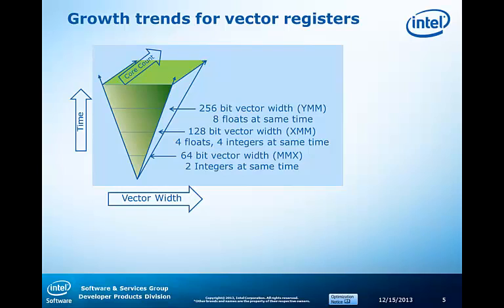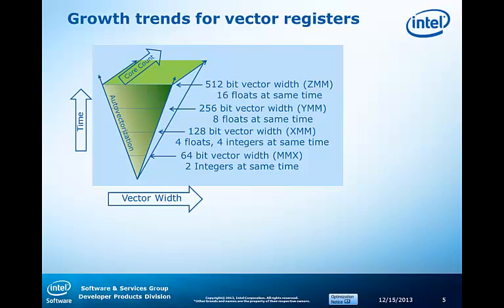For example, Sandy Bridge can process 8 single precision floating point values at one go, or 4 double precision values at the same time. Now, with the advent of Intel Xeon Phi coprocessors using many integrated core architecture, the ZMM registers are 512 bits wide, which can accommodate 16 single precision or 8 double precision floating point operations concurrently.